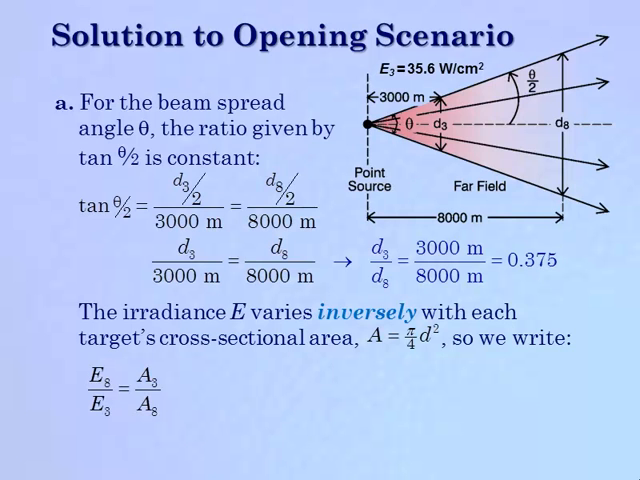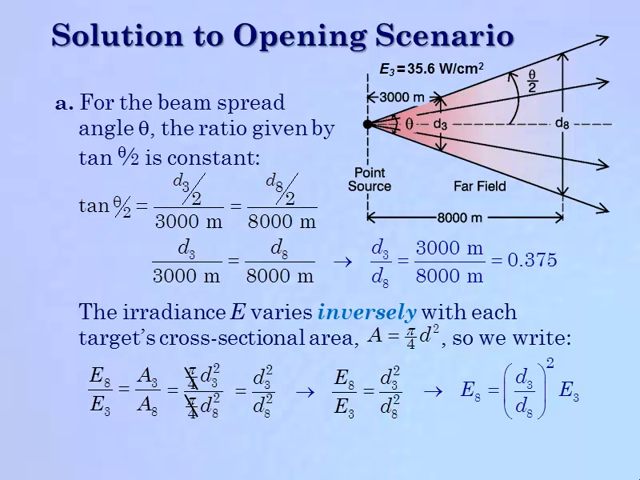So now we can substitute in the area calculations as pi over 4 times the diameter of position 3 squared and pi over 4 times the diameter of position 8 squared. And you'll notice that the pi over 4's will cancel. Then we're just left with the ratio of d3 squared to d8 squared is equal to the ratio of the irradiance E8 over E3. Again, notice that they're inversely proportional. We can just solve for the irradiance at position 8, and we'll end up with d3 over d8, squared, times E3.